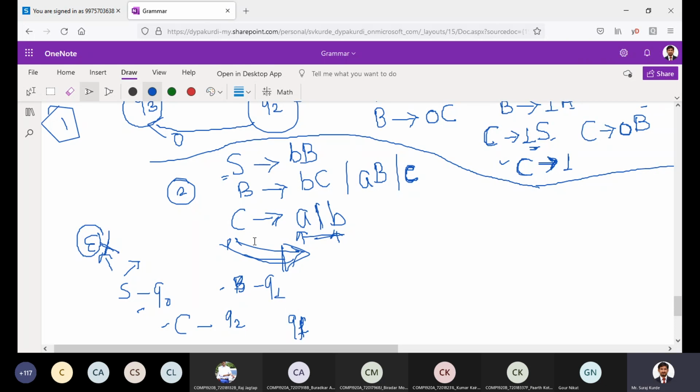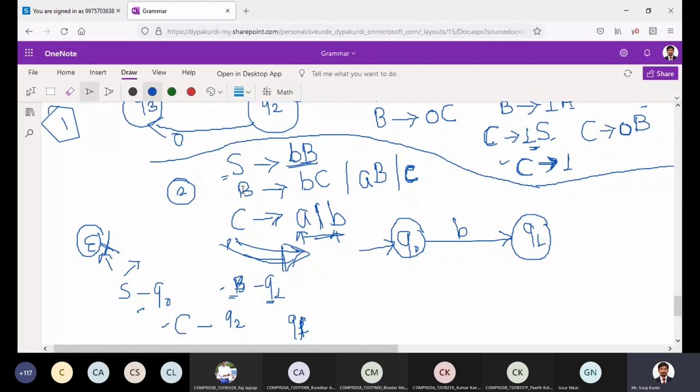I cannot consider B or C as final, because on input B it goes to C, and on C it goes to final state on input A. So let me write it here. Q0 is the initial state. From S there is only one production. B is the input and it goes to state Q1. Why is it Q1? Because we have replaced capital B with Q1. So on input B, shift to the transition; capital B is Q1.